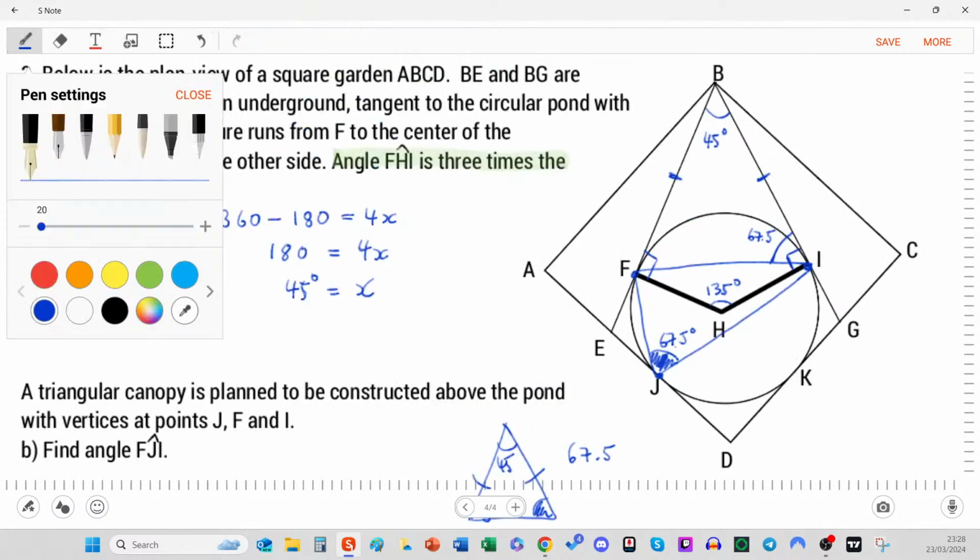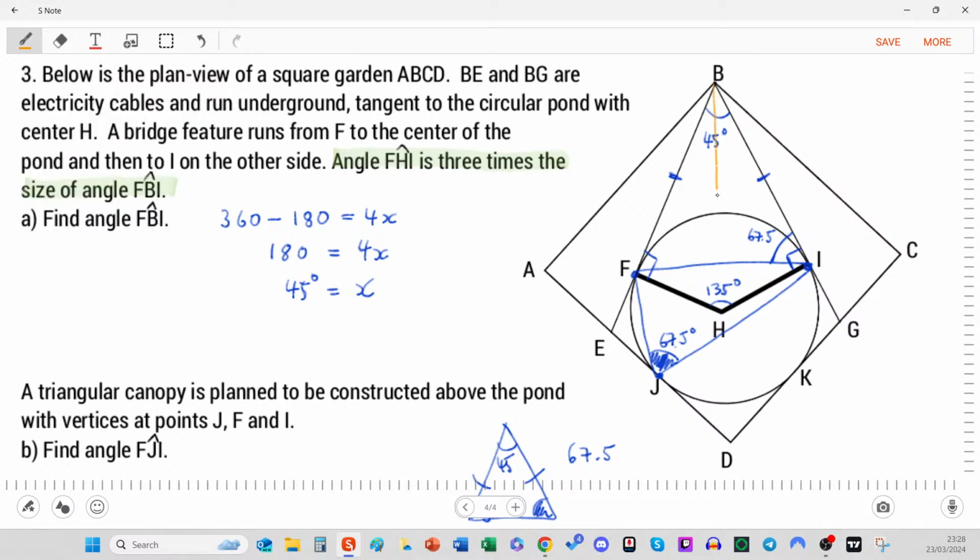Let's identify it first. So from B, we go straight to the edge of the pond, and it looks like it's there. If we carried on, that entire length could be useful to us. Because if you imagine that entire length with the tangent, you actually have a right triangle. But let's look at this bit by bit.